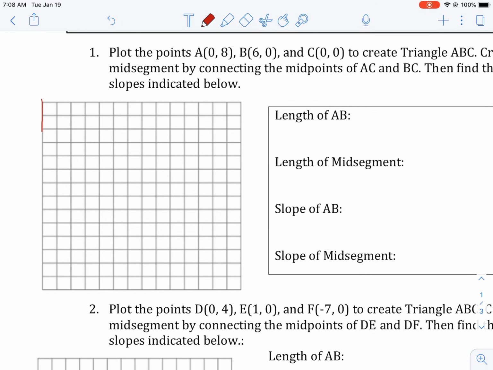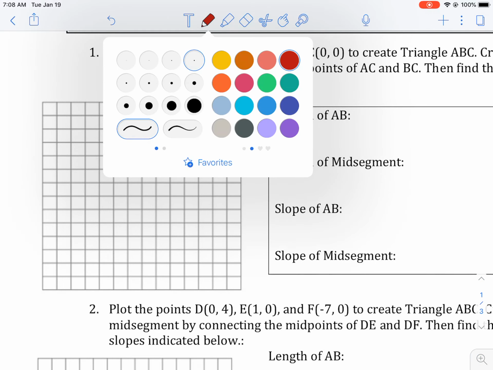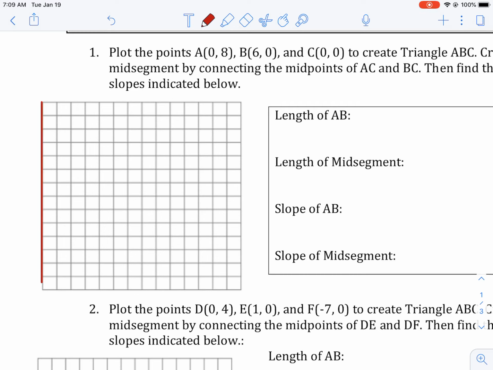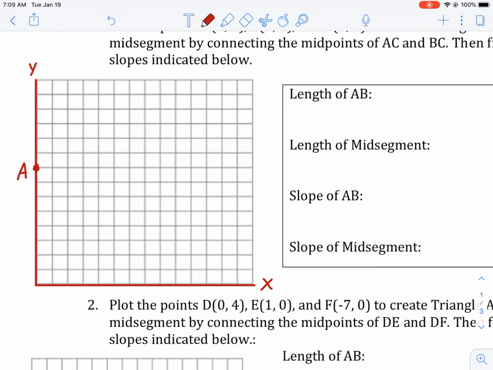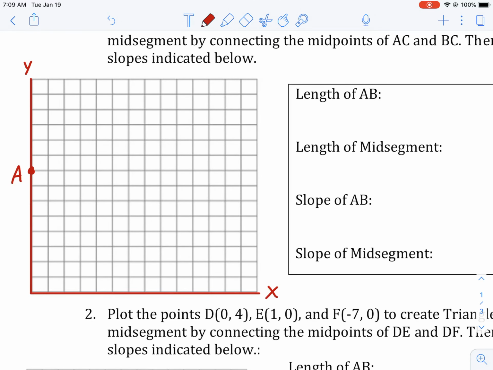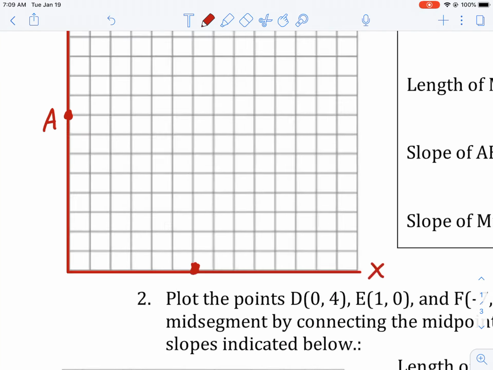So let's say that we want this to be the X and Y axis right here. Let's make this a little bit thicker. Okay, so this is the x-axis, this is the y-axis. All right, so we want to plot the points. A we want to be at 0, 8, so we need to go up 8. So there's A. And we want B to be 6, 0. All right, and then C at 0, 0.